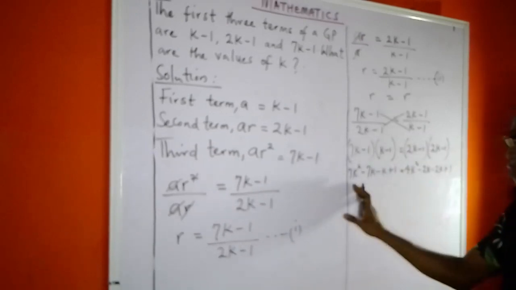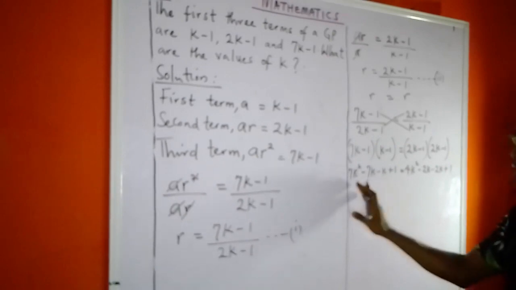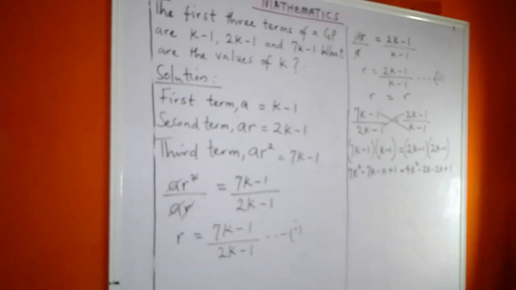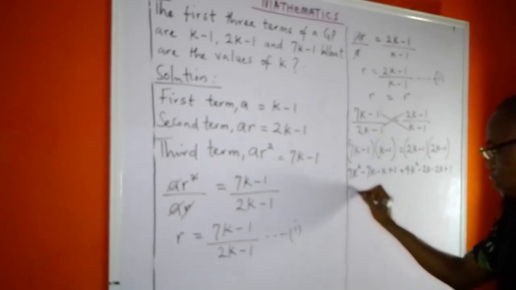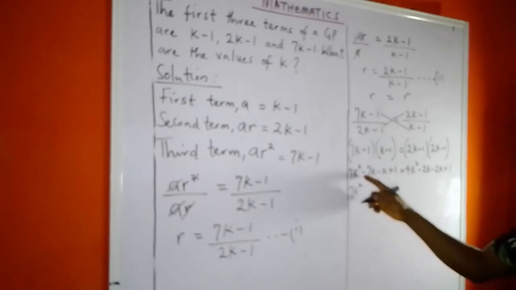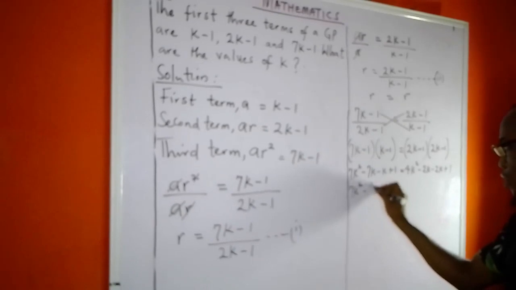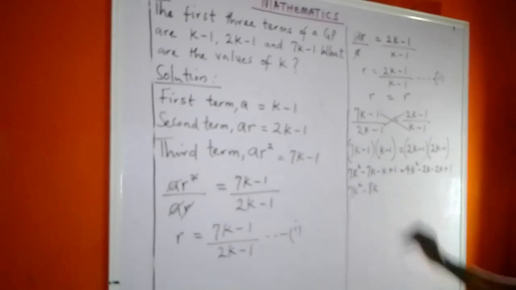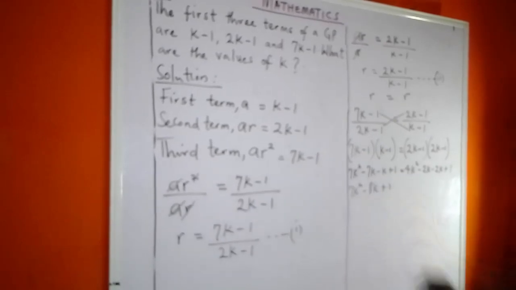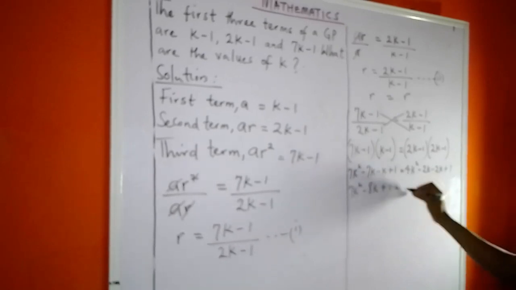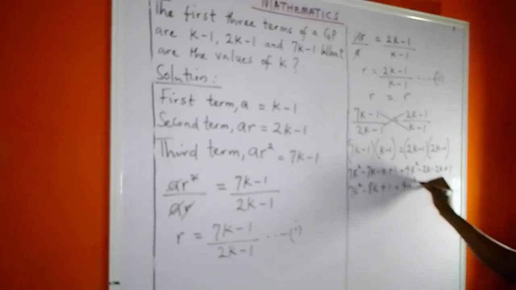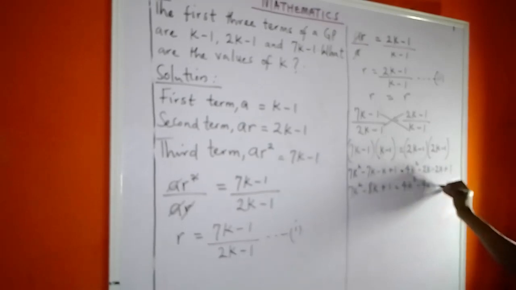Okay, so for this, on the left hand side of the equal sign, let's simplify it further. So we are going to be having 7k squared minus 7k minus k, that will be giving us minus 8k. Then here will be plus 1, equal to 4k squared minus 2k minus 2k, that will be minus 4k plus 1.